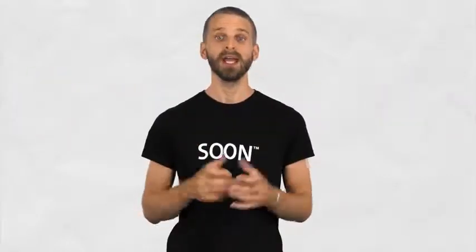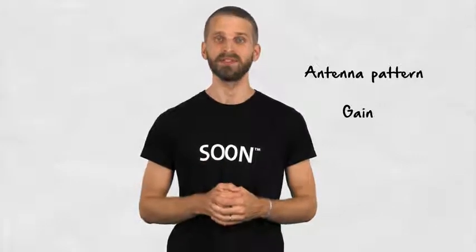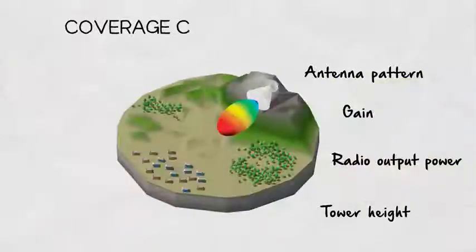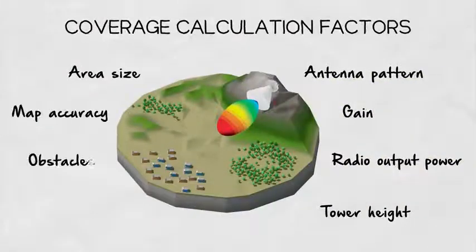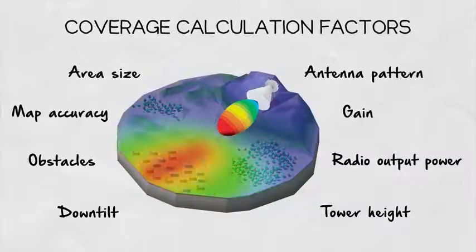The truth is, there are a handful of parameters that are needed for precise coverage prediction. Antenna radiation pattern, its gain, radio output power, and accurate map data. With these, it is possible to obtain what coverage truly is, a continuous image of signal strength in an area.